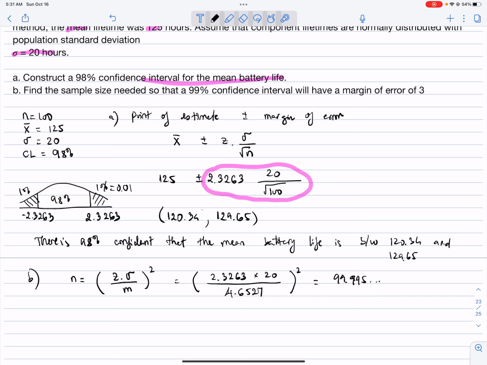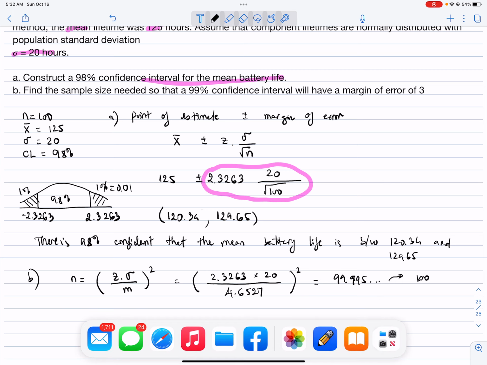And we have to round it up because we are calculating sample size. For the sample size we don't have the GeoGebra work. First of all, it's manual work only, and for the sample size we have to round up, so it goes to 100. Sample size has to be a whole number because it's a counting number, so we make it 100.